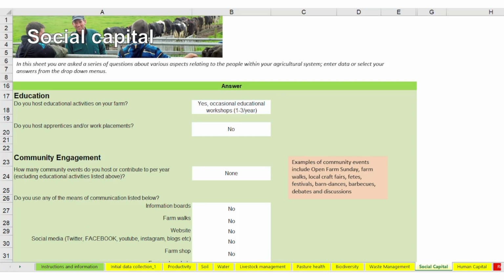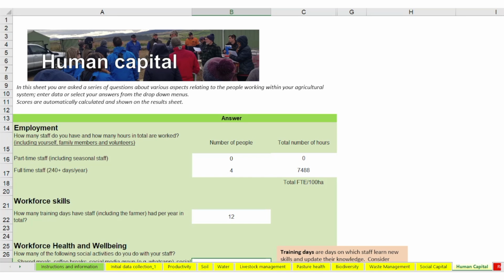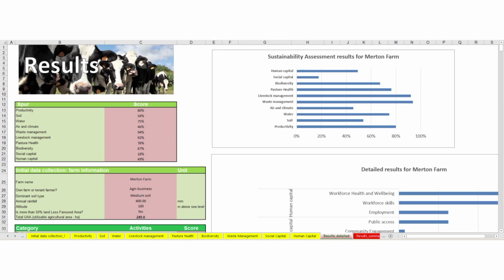The last 2 worksheets ask questions about various aspects of people within the farm system. Answer questions from the drop-down menus on education, community engagement, public access, employment, workforce skills, workforce health and safety, and staff health and well-being.